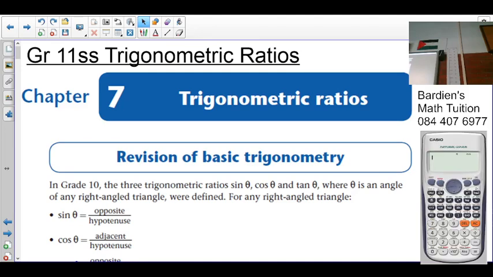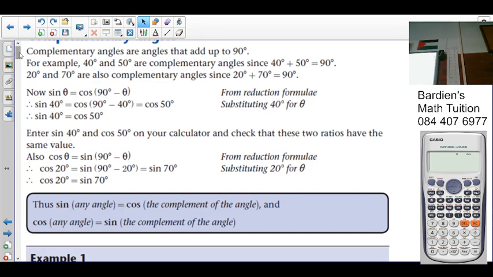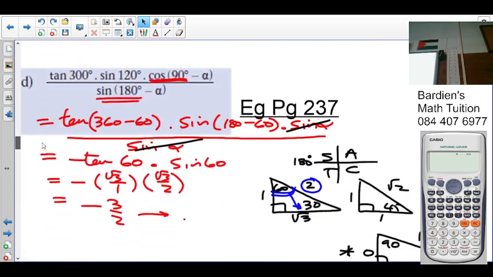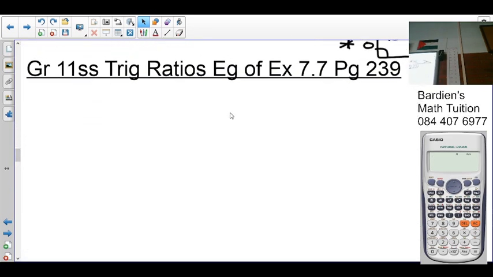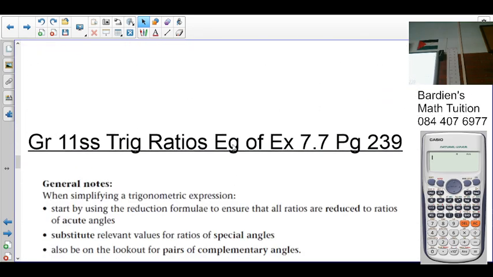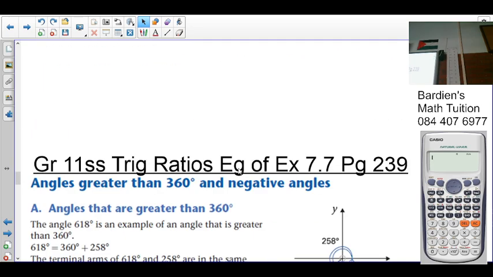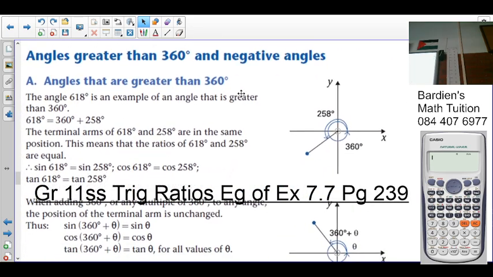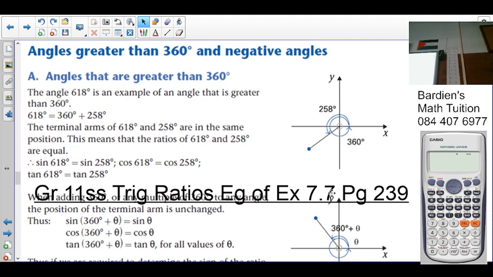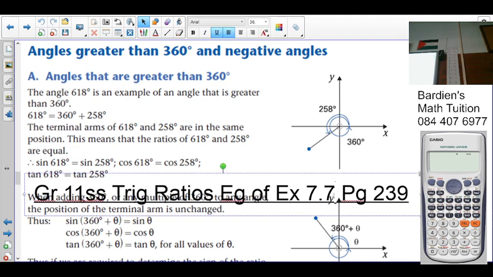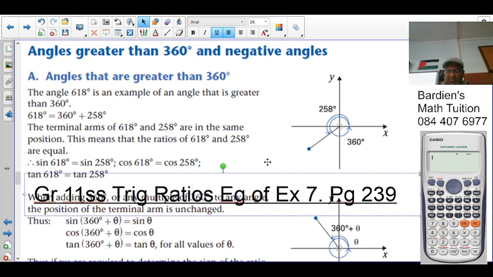Okay, good morning class. So today we're looking at trigonometric ratios. We're looking at the examples for exercise 7.8. We read through the general rule there. The examples for exercise 7.8, and it's on page 240.